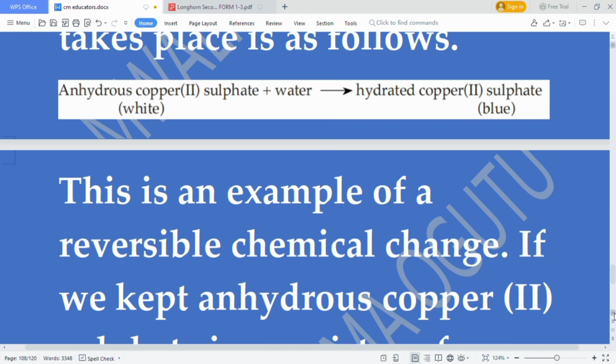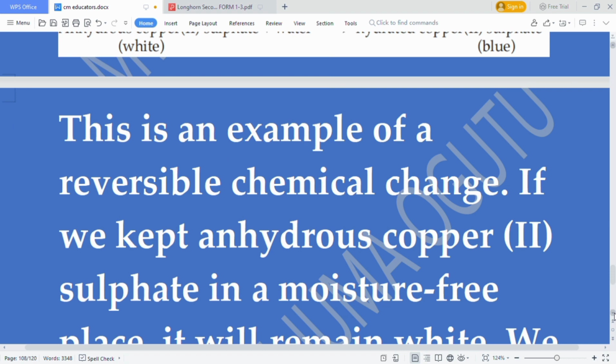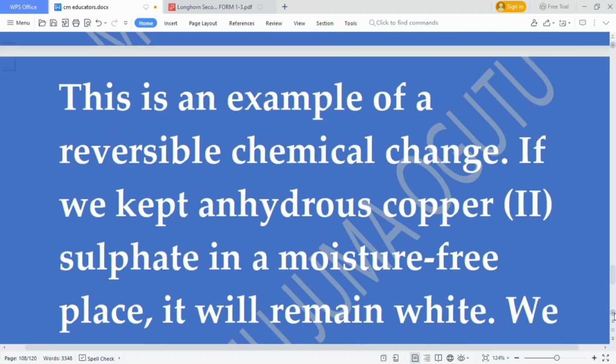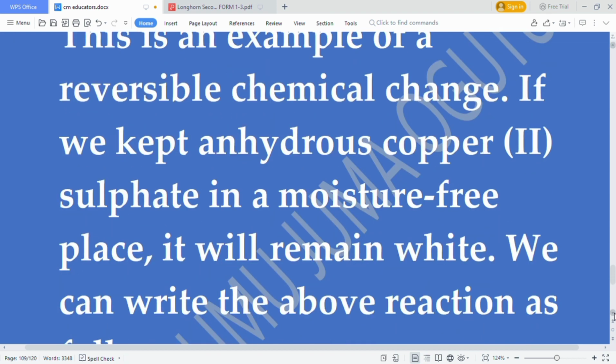And if we keep anhydrous copper 2 sulfate in a moisture-free place, it will remain white. So it remains white because there is no water. So we can write the above reaction as follows.